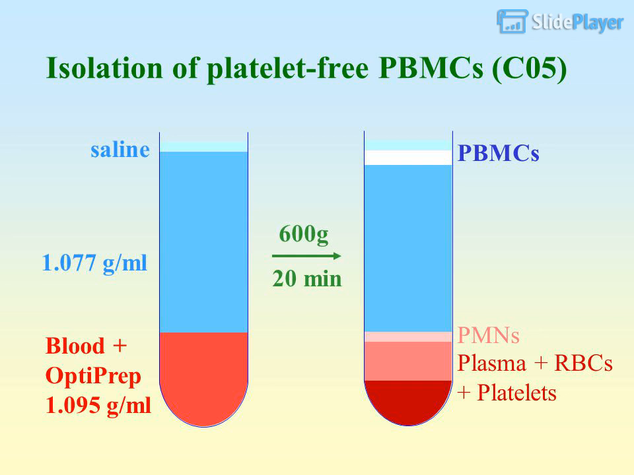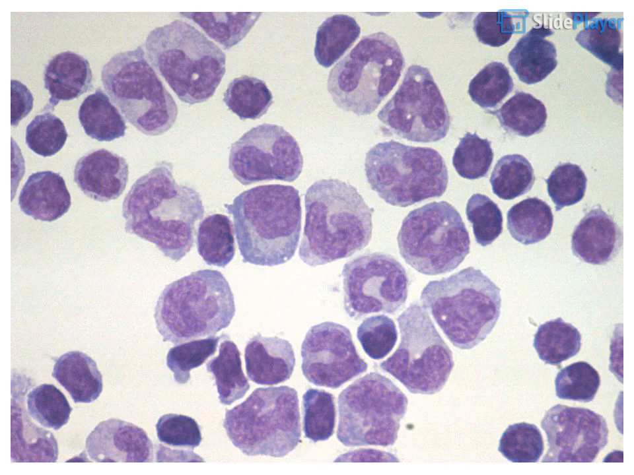A 1.077 grams/ml barrier, also prepared from OptiPrep, is laid on top, plus a small volume of saline. During the centrifugation the PBMCs float to the top interface and all the other cells and platelets remain at the bottom. This is a photomicrograph of the PBMCs isolated from the flotation gradient. Without washing, maybe just 2 platelets can be identified.